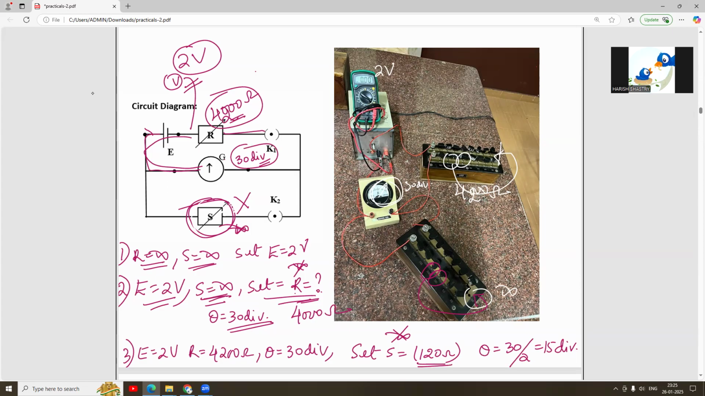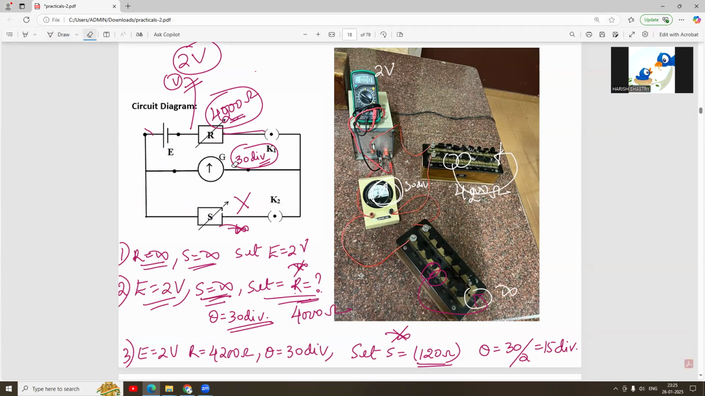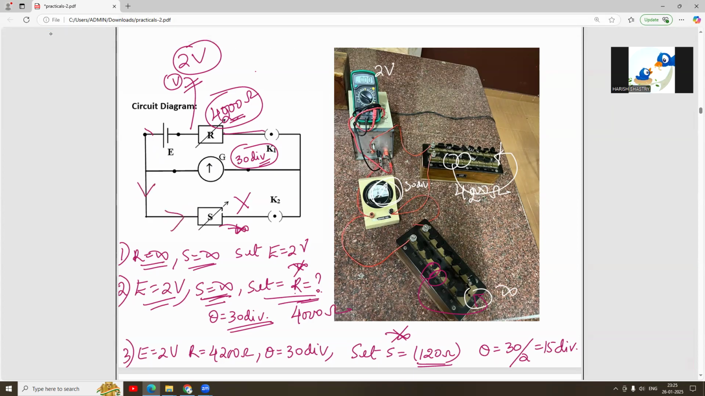Because now the current which was passing through this circuit, a portion of it starts flowing through this circuit also. So the current flowing through the first circuit has reduced now because we have switched on this one. Some current will flow through this. This current reduces, that reduces the deflection here. So if you want to reduce this deflection by half, that is 30 division by 2, 50% of the current should flow through this.